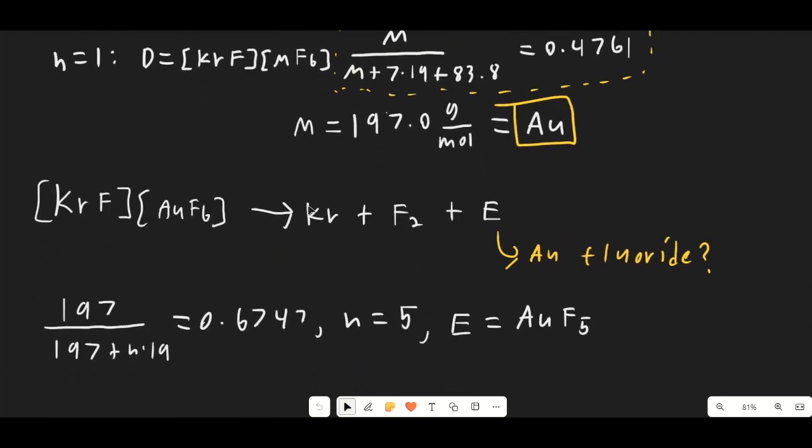Next, we know that it's going to decompose into Kr, F2, and E. Now, if E isn't just gold metal, it has to be a gold fluoride. So we can just go ahead and use the mass percent of gold, which was given to be 67.47%. We can plug in again, and we can solve for the number of fluorines in the compound, and we get N equals 5, which means that E is AuF5.